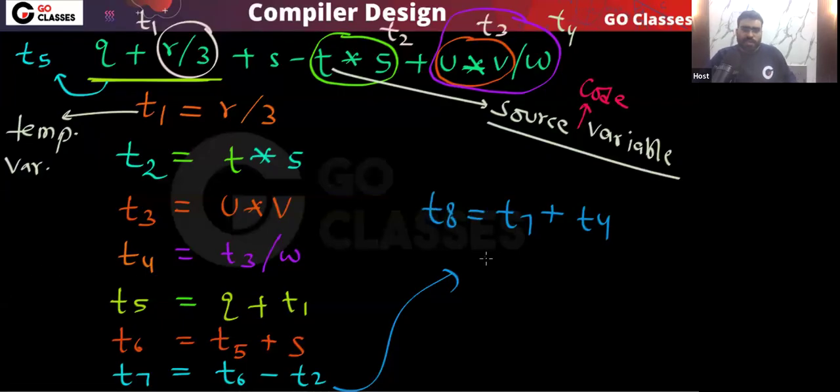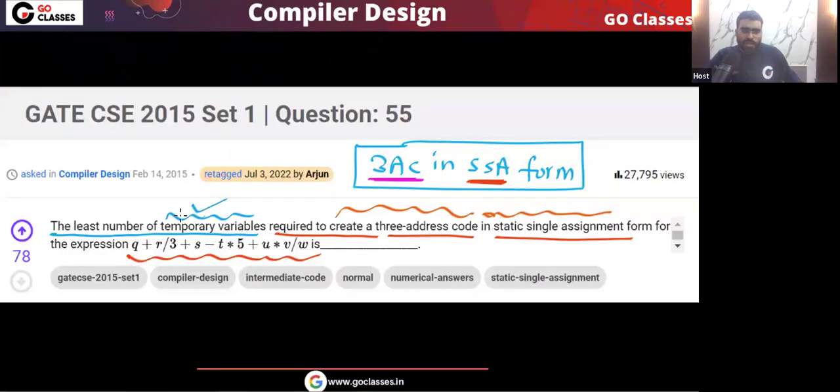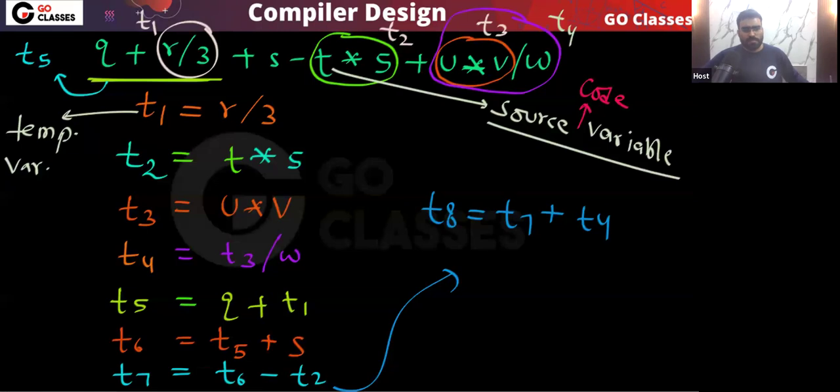So finally, that's it. How many temporary variables are needed? The question is asking how many temporary variables are needed. Let me know. The answer will be 8. Is this clear? The answer is going to be 8. I hope you understood. Is this clear or not? Please tell me. So very simple question, right? Agree or not? This is an extremely simple question.